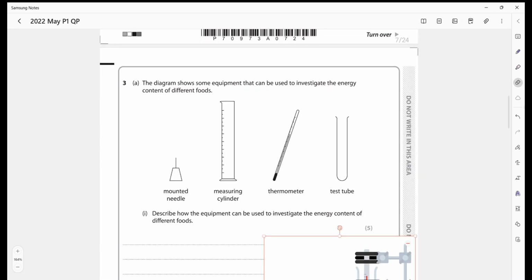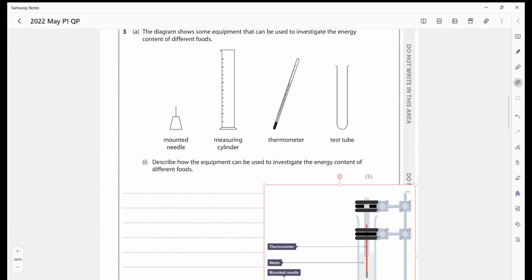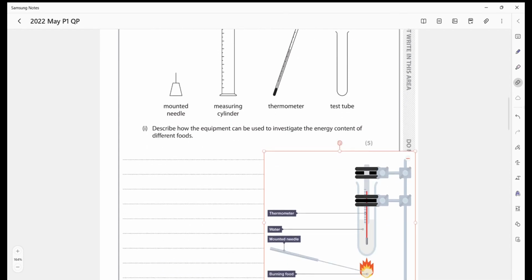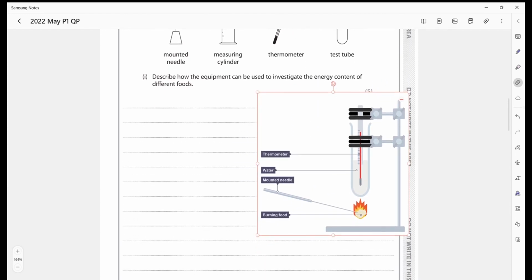Alright, let's start with the third question. It says, the diagram shows some equipment that can be used to investigate the energy content of different foods. So here we are given this equipment, and we need to describe how the equipment can be used to investigate the energy content of different foods. Okay, so this is not part of the question, but I have included a diagram of what that experimental setup would look like. Let me just erase this.